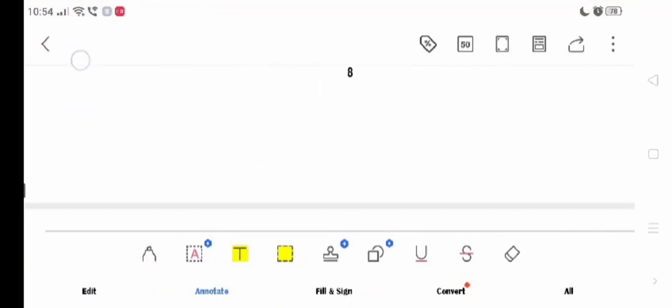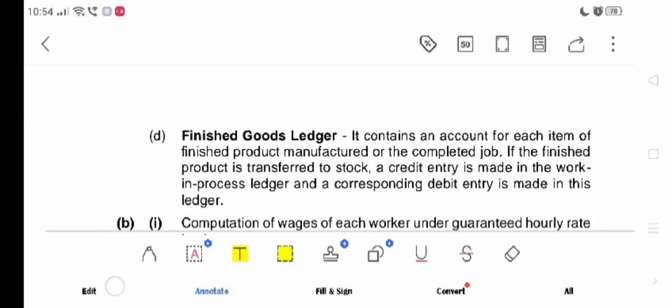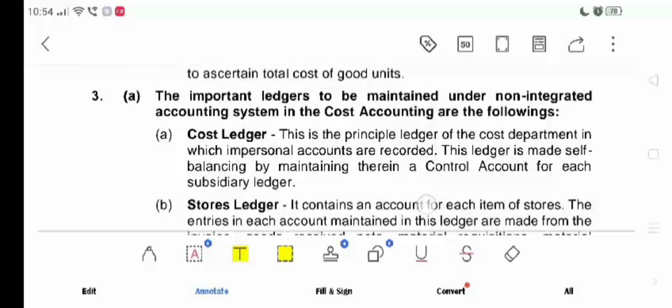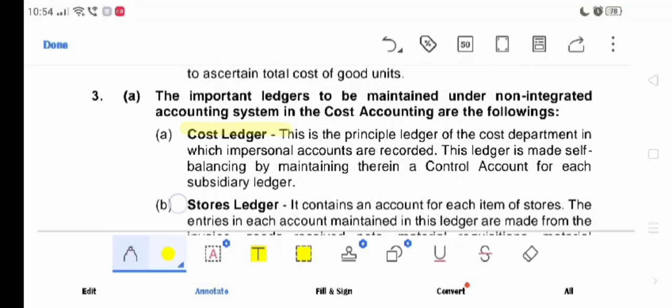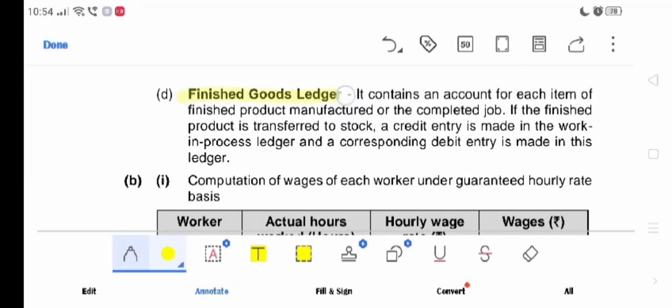So this is a theory question. Let's formally see what they have given. They have given some important ledgers to be maintained, which are a cost ledger, stores ledger, work in progress ledger, and finished goods ledger. They have given some description about this. You read it, you can understand it.